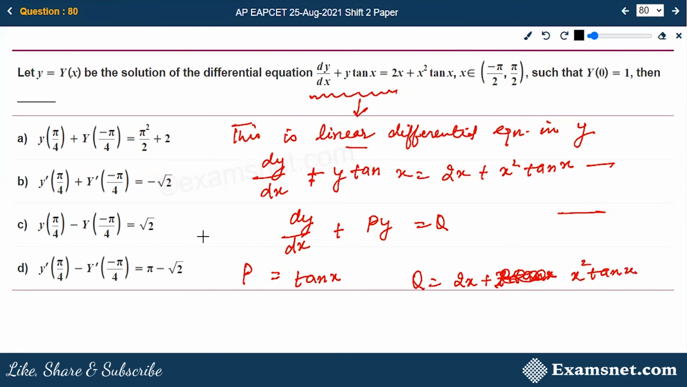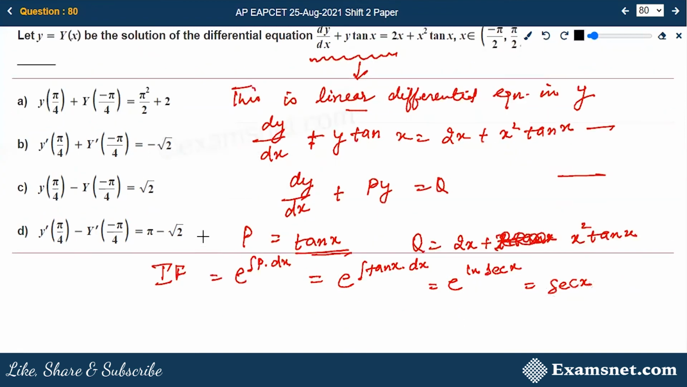Now, to solve it further, you need to find the integrating factor. What is the integrating factor? This is e raised to power integral of P dx. What is P? Tan x over here. That means e raised to power integral of tan x dx. What is the integral of tan x? It is equal to e raised to log sec x. That is equal to sec x only, right? So hope this is clear till here.